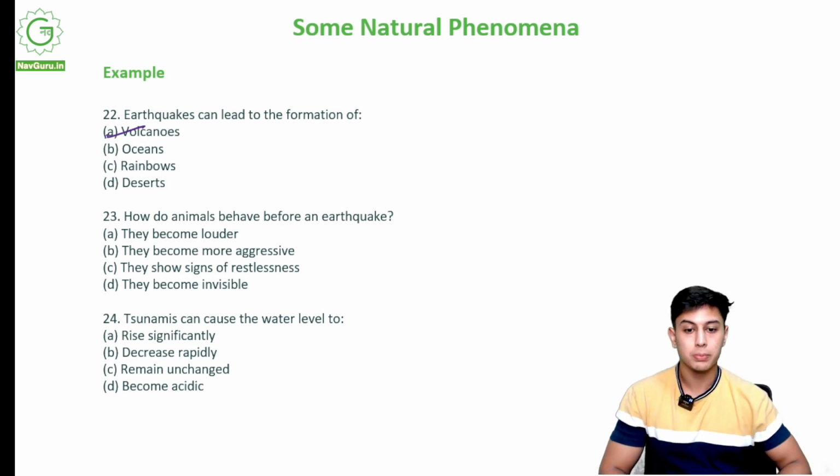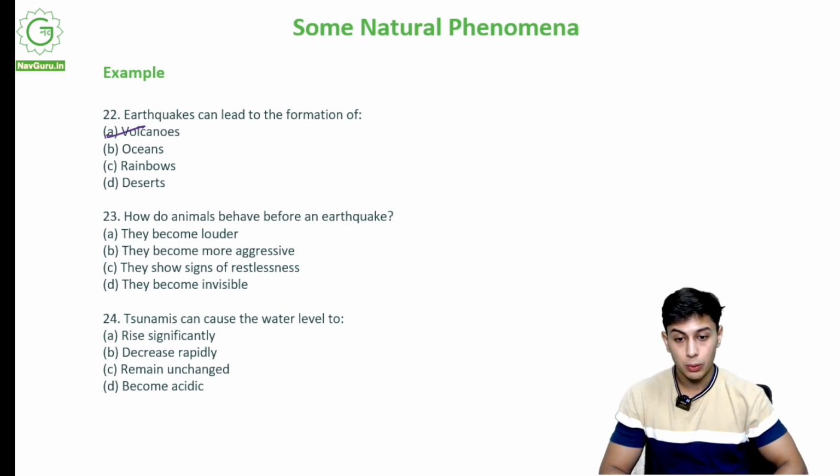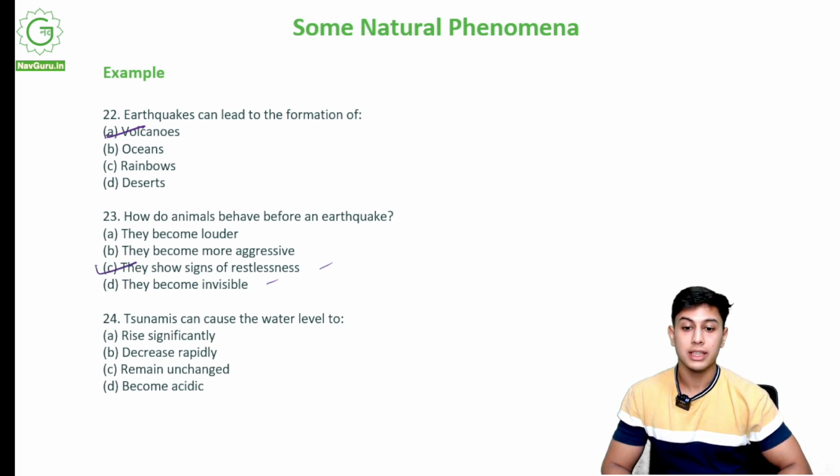How do animals behave before an earthquake? So animals can sense there is an earthquake coming without being on the ground as well. Okay, they become louder, they become more aggressive, they show signs of restlessness, they become invisible. The correct option is option C. They show signs of restlessness.